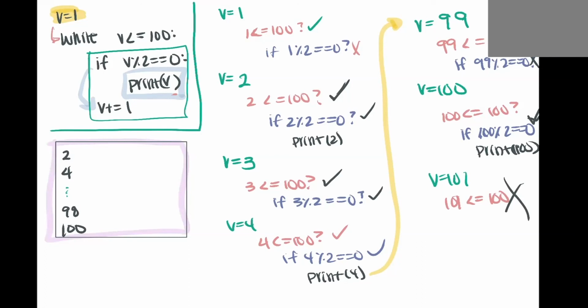So there were a lot of numbers that were run, that were tested. 1, 3, 5, 7, all the odd numbers were tested as well, just to see if they're even or not. And because they were not even, they failed our condition of v modulus 2 is equal to 0. That means it does not print.